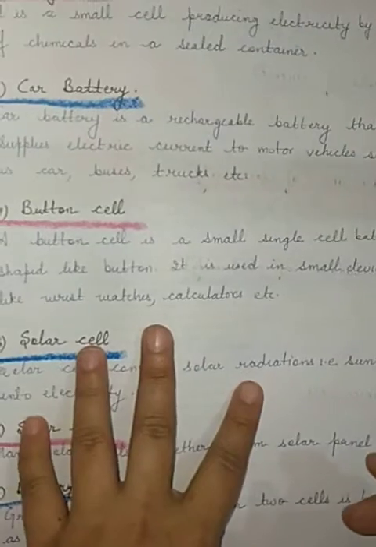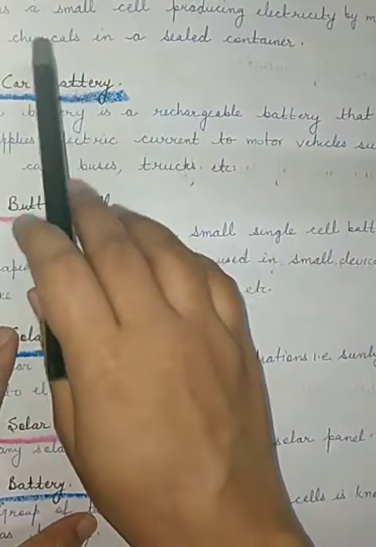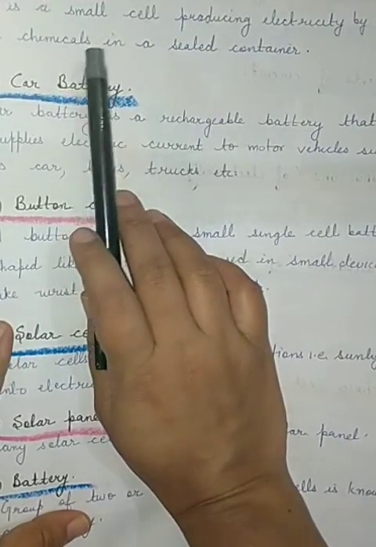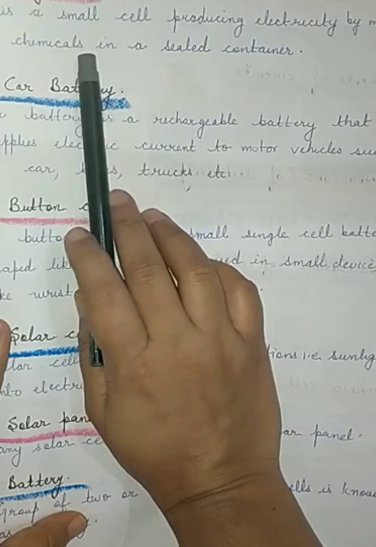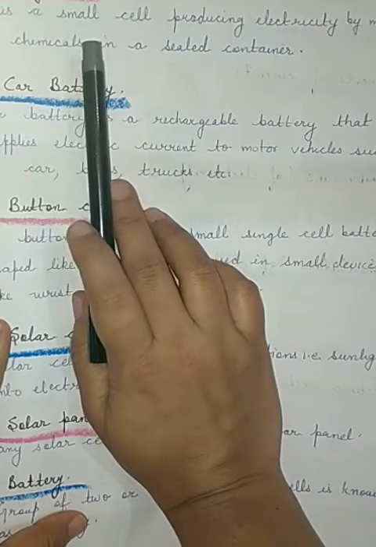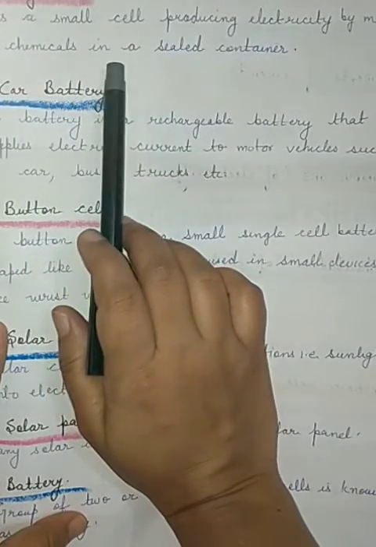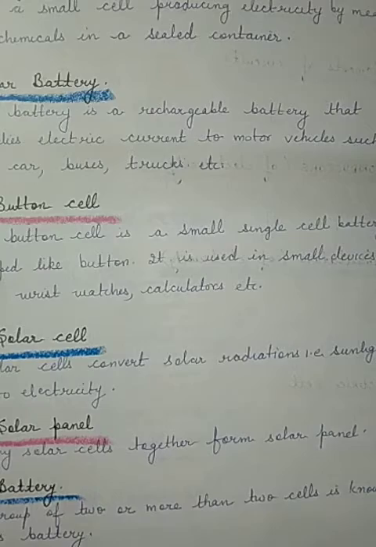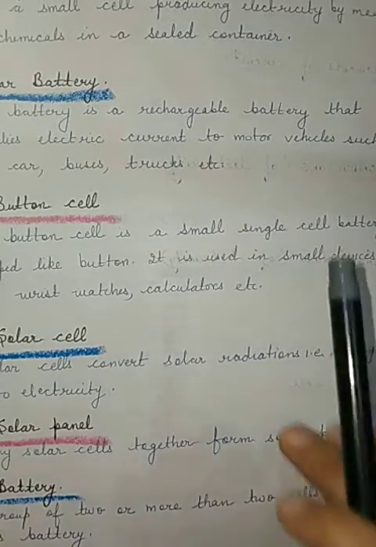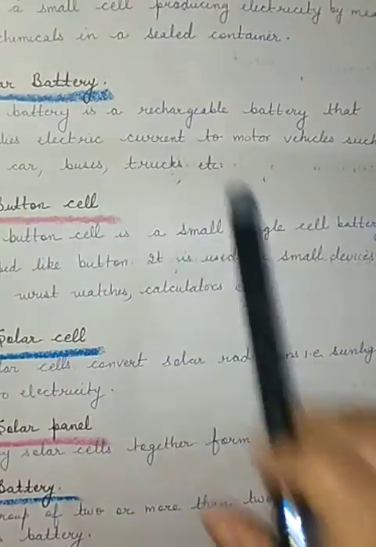So these are some of the electric cells. First one is dry cell. What is a dry cell? It is what you have seen in many torches, or in toys, or in the TV remote. So it is a small cell which produces electricity by means of chemicals in a sealed container. So there is a small container in which many chemicals are there, and those chemicals are responsible for producing electricity, and they are known as dry cell.